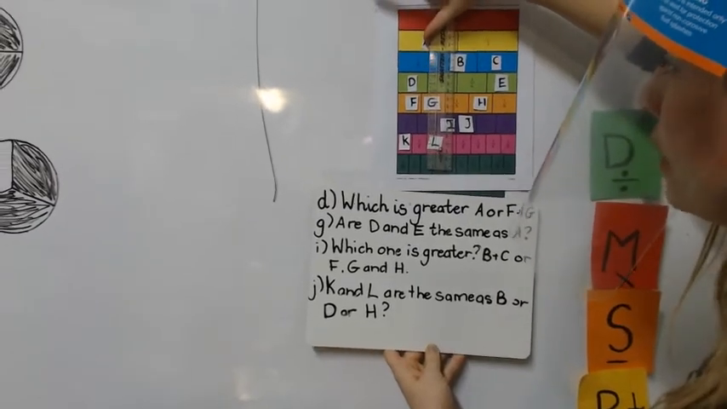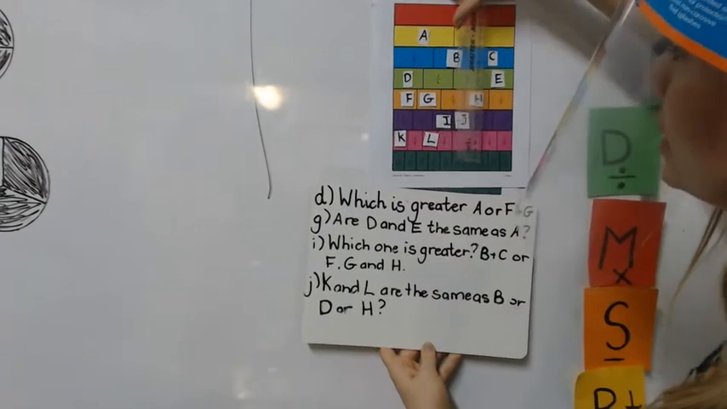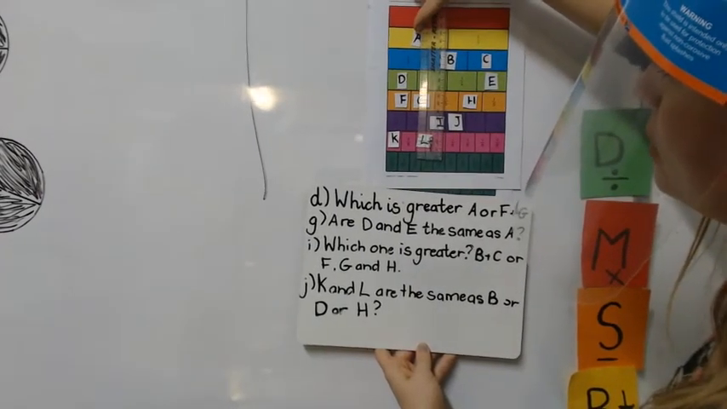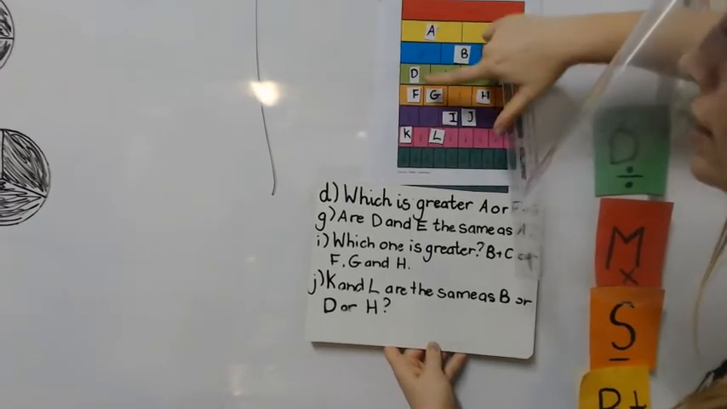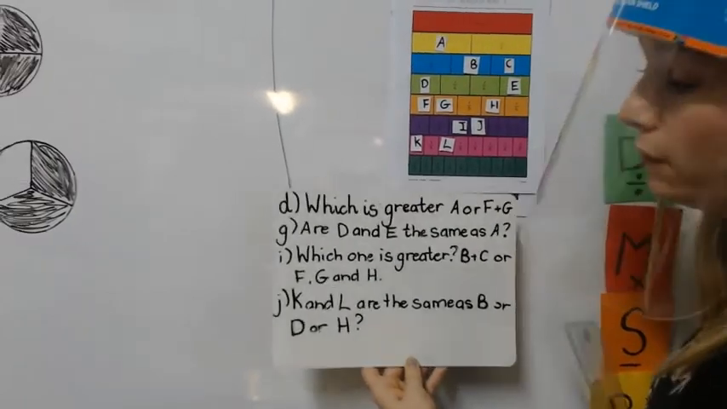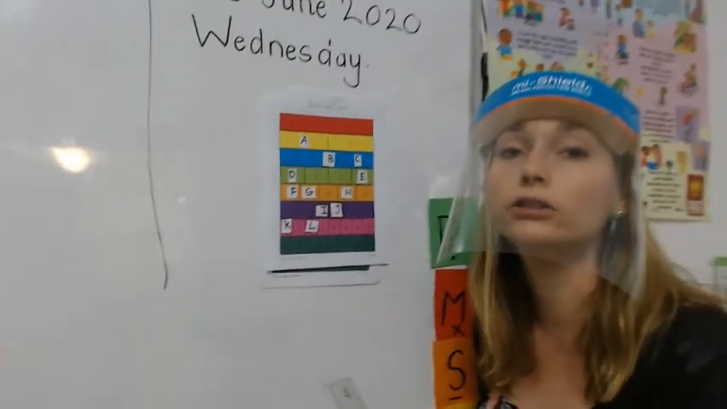Where's D? They are as big as D. So you can say they're as big as D. So let's just check H. H is 1/5. So K and L are not the same size as 1/5, but they are the same size as D, which is 1/4. So those are some of the difficult questions that we're just going through when you have to answer questions about your fractions wall.